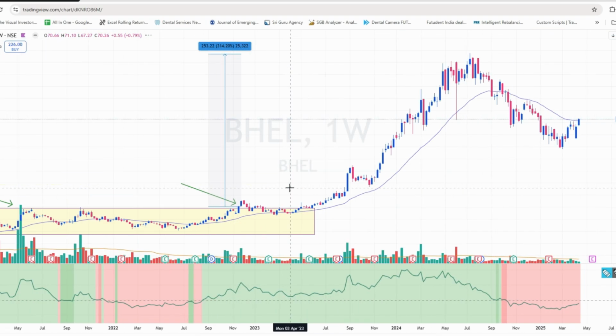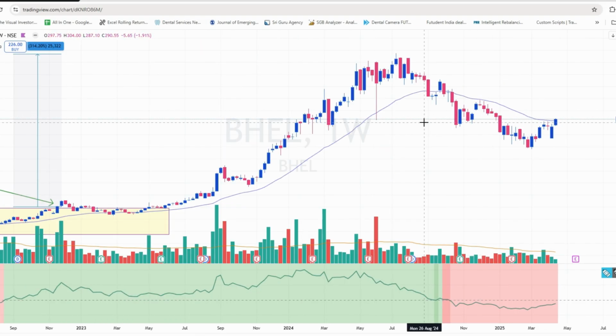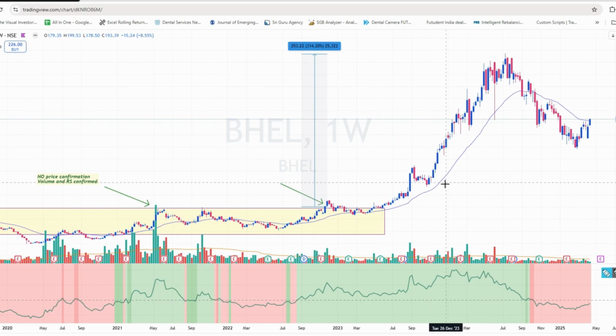So the stock finally gave an exit here when it closed below the 30-week moving average. This is what I am saying. If you wait for the RS line to get into the negative zone, you would have lost some more, around 20% more when compared to the traditional exit as given by Stan Weinstein, right?